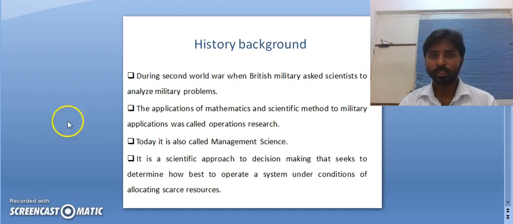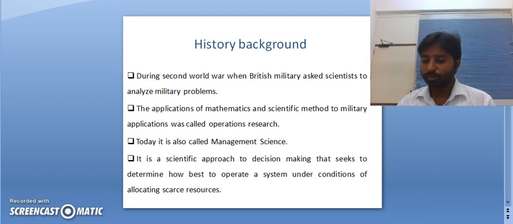Now, next, some historical background of operations research. The history of OR as a field goes back to the Second World War. In fact, this field started during the Second World War, when the British military asked scientists to analyze military problems. The Second World War was perhaps the first time when people realized that resources were scarce and had to be used effectively and allocated efficiently. The application of mathematics and scientific methods to military applications was called operations research to begin with.